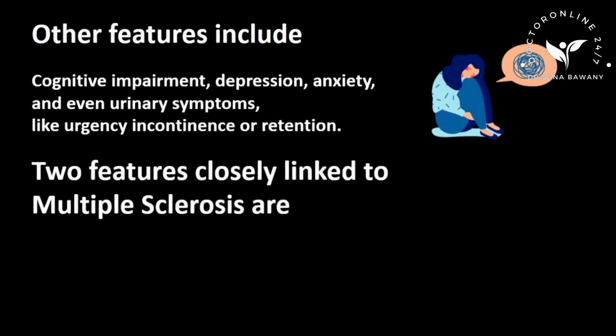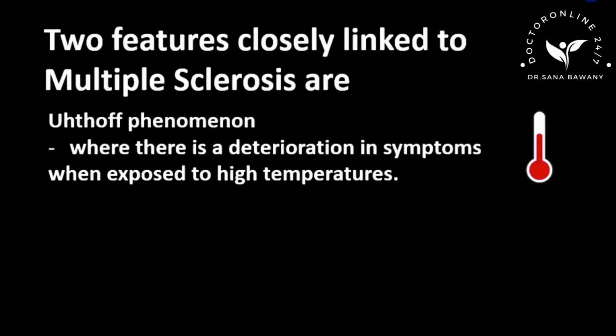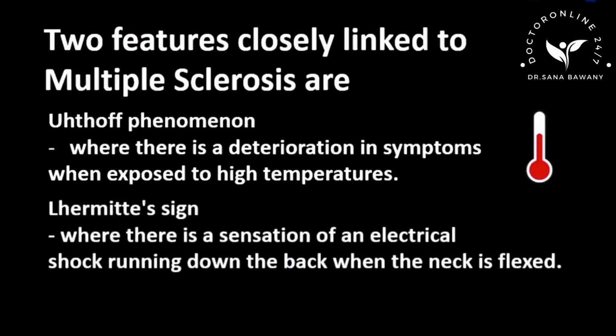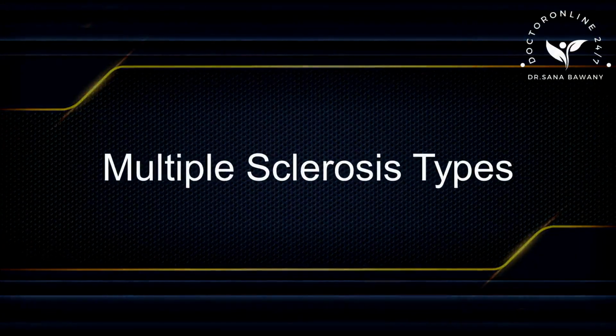Two features closely linked to multiple sclerosis are Uhthoff's phenomenon, where there is a deterioration in symptoms when exposed to high temperatures, and Lhermitte's sign, where there is a sensation of an electrical shock running down the back when the neck is flexed.